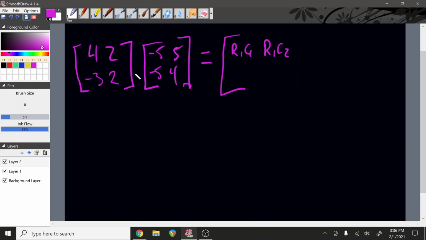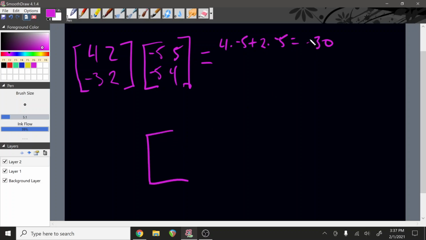I messed up the arithmetic on this earlier, but let's just go ahead and write it all out. We have 4 times -5 plus 2 times -5. That's going to be -20, -10, so -30. This is going to be our answer here. All we did was take this 4 times this -5, and add that to this 2 times this -5, and we get -30.